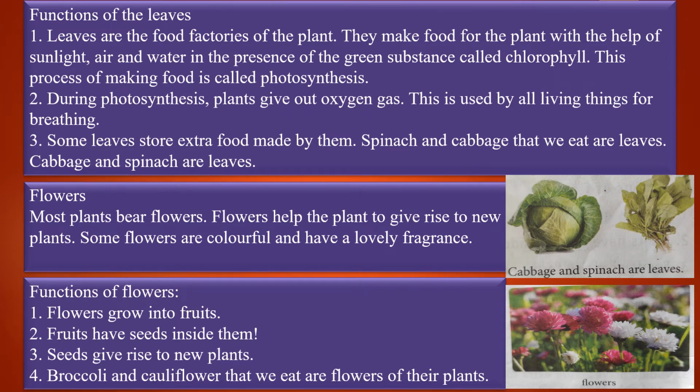Broccoli and cauliflower that we eat are flowers of their plants. Broccoli is a type of vegetable that we eat at night or daytime. Cauliflower also we eat. These two vegetables are not leaves or roots. They are only flowers.